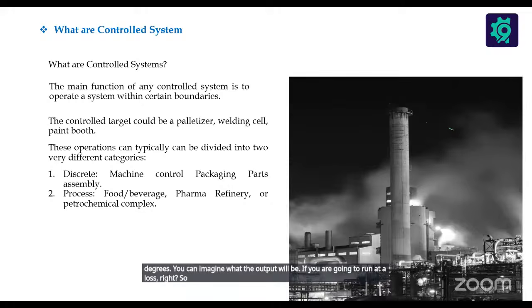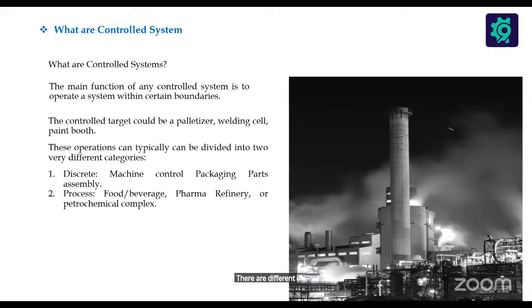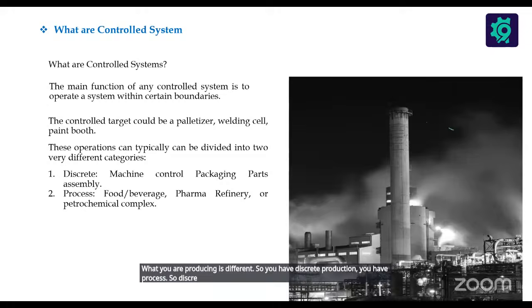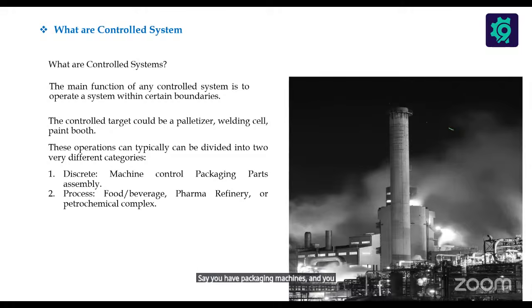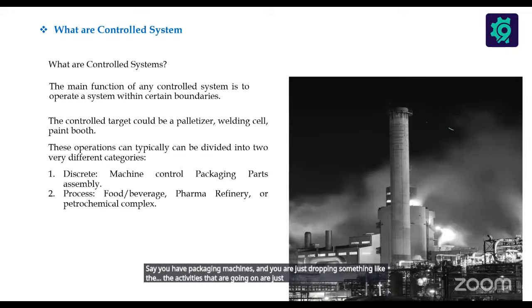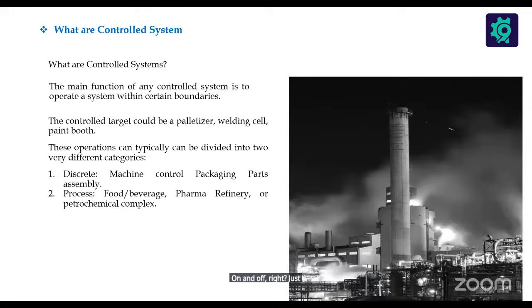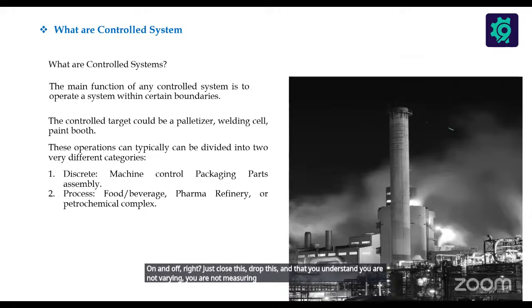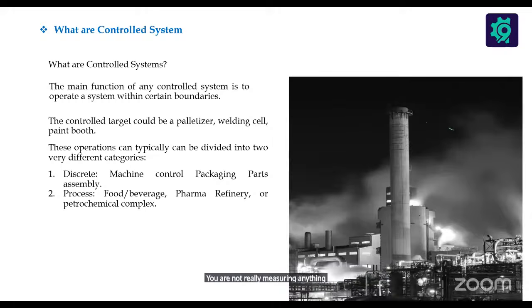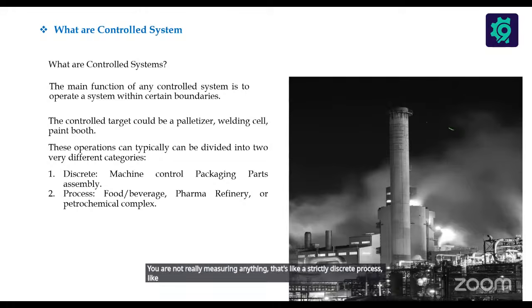So now there are different categories of controlled operation, right? Because what you are producing is different. So you have discrete production, you have process. Discrete is when you have, say, packaging machines and you are just dropping something. The activities going on are just on and off, right? Just close this, drop this, and that. You are not varying, you are not really measuring anything. So that's a strictly discrete operation, right?